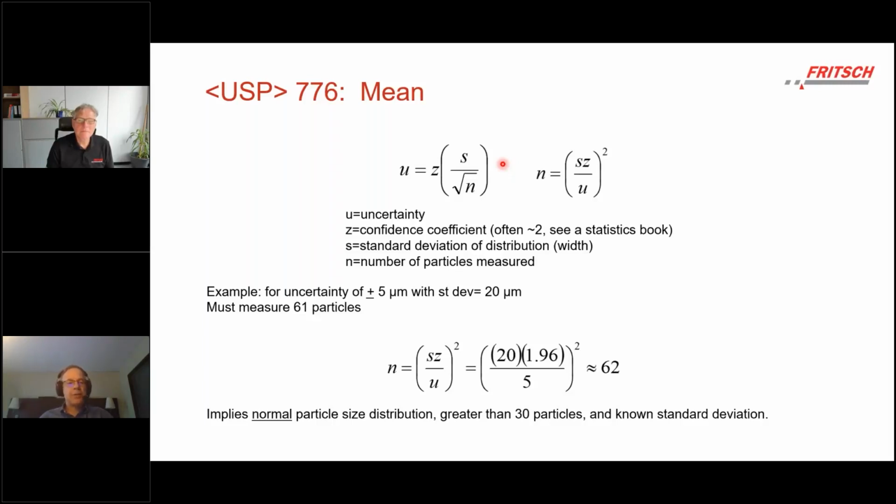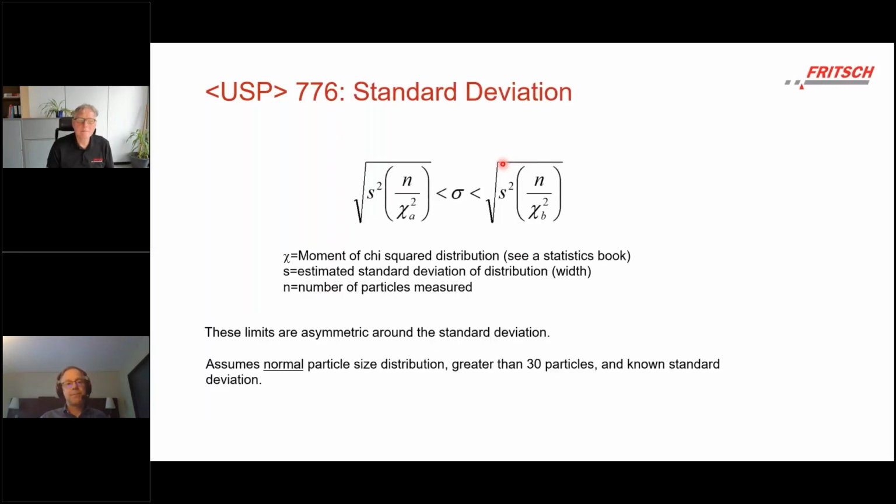Just to jam some numbers in there, if you have a standard deviation of 20 microns and you want an uncertainty in your mean size of plus minus 5 microns, you must measure about 60 particles. This implies a normal size distribution, more than 30 particles, and a known standard deviation or width of your size distribution. There is a similar rule for estimating standard deviations. Again, you need a lot more particles to start learning about more than the mean.